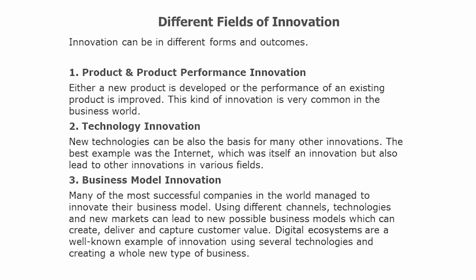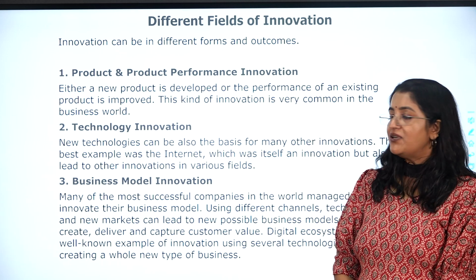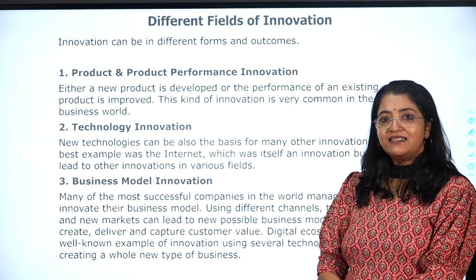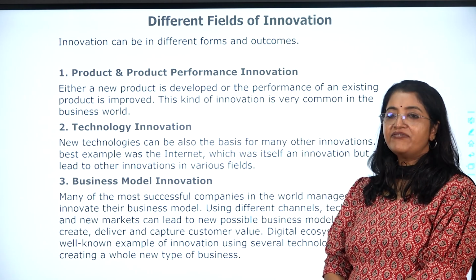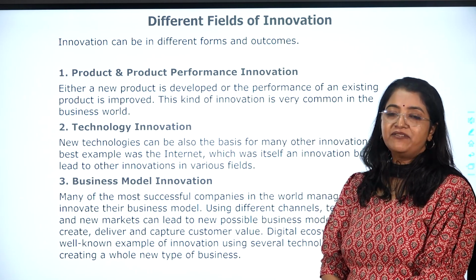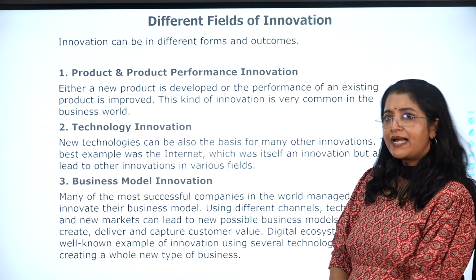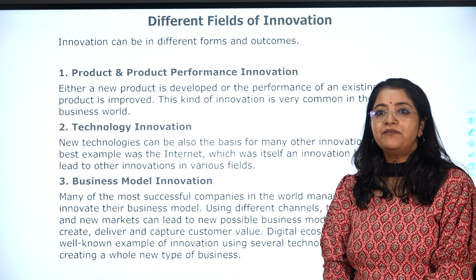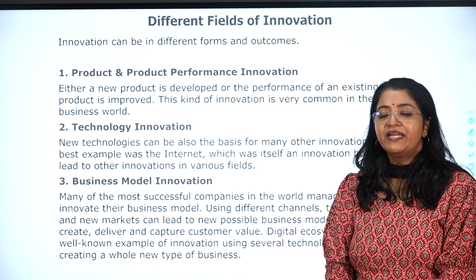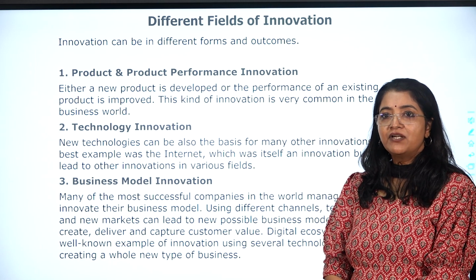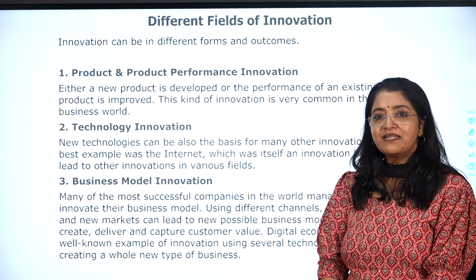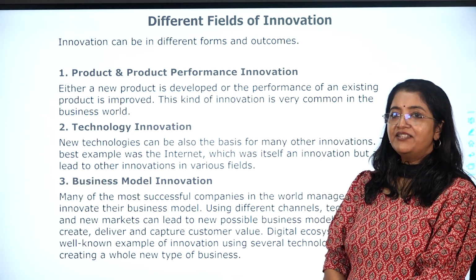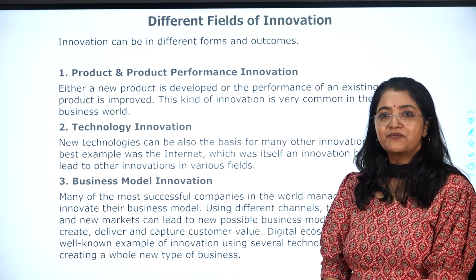So what are the different fields of innovation? Innovation can have different forms and outcomes. So you can see that there could be different kinds of innovations happening in different facets. So what are those types of innovations that are possible? The first one is product and product performance innovation. Either a new product is developed or the performance of an existing product is improved, and this kind of innovation is very common in the business world.